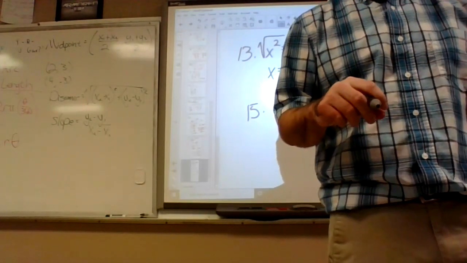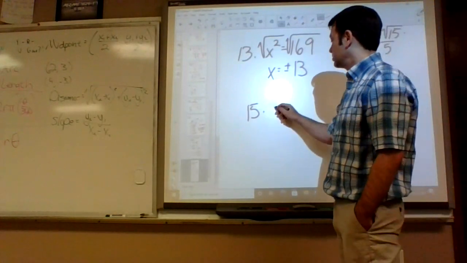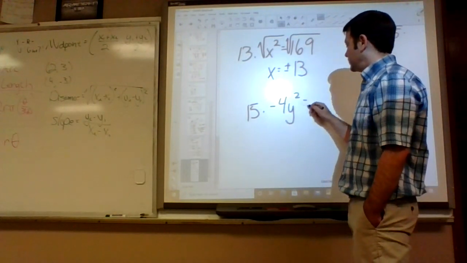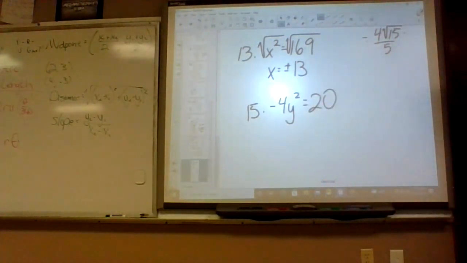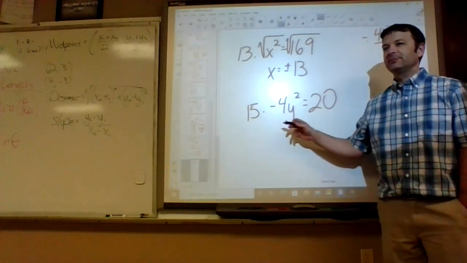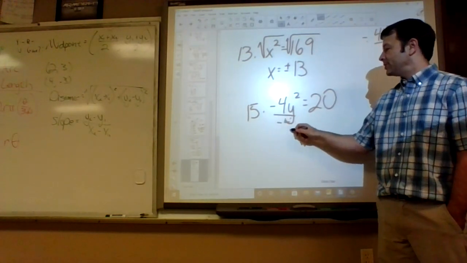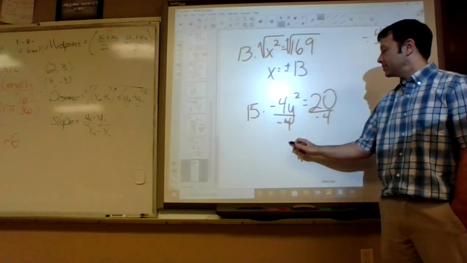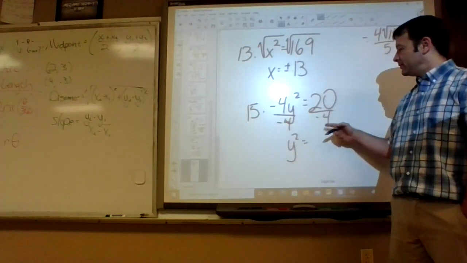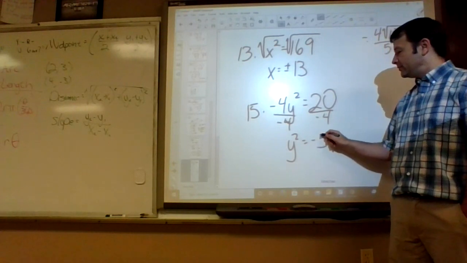Negative 4y squared equals 20. Guess what I should do first on this one? Divide by negative 4. Get the y squared by itself, then it's going to look like the last one. Y squared equals 20 divided by negative 4 is negative 5.